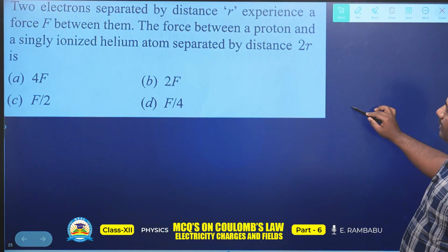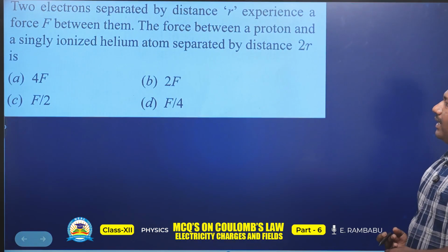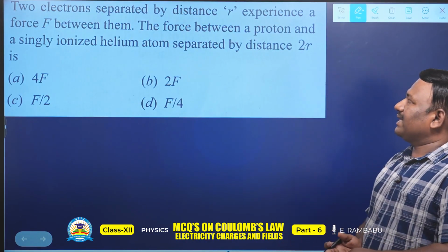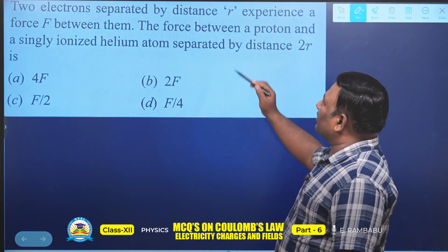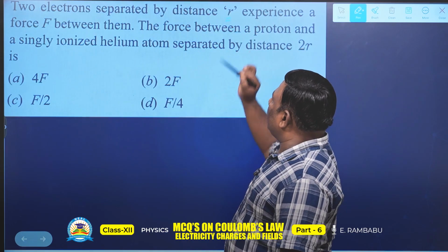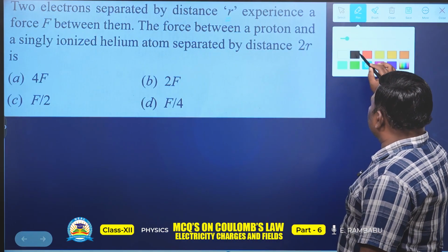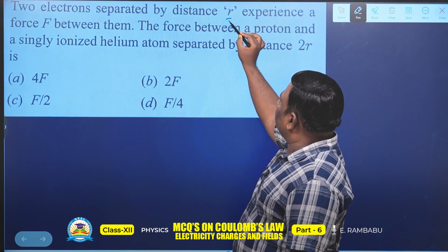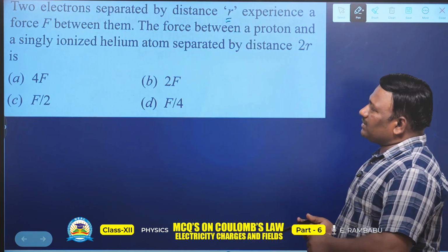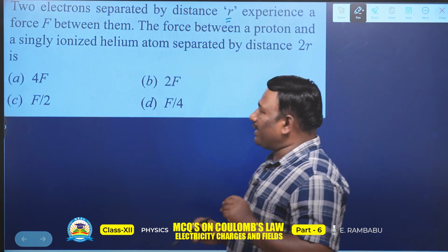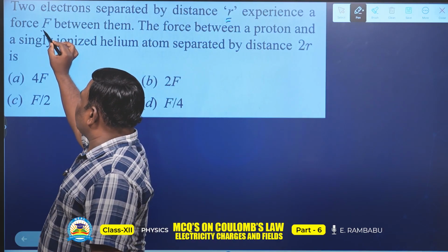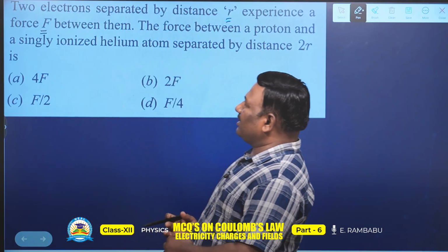Here, understand this one also. Two electrons are separated by distance r and experience a force F between them. Whenever two electrons are taken, the force experienced by the two electrons is F.